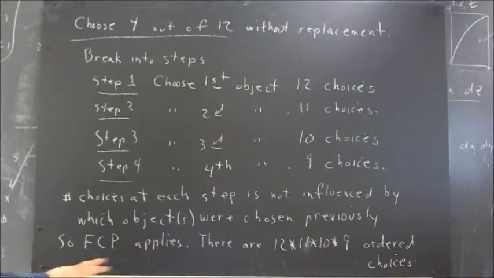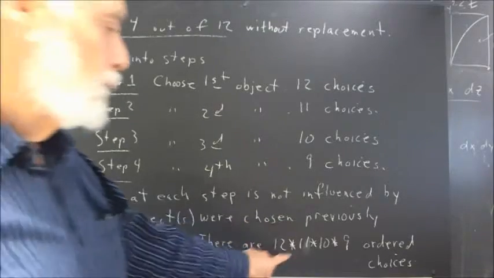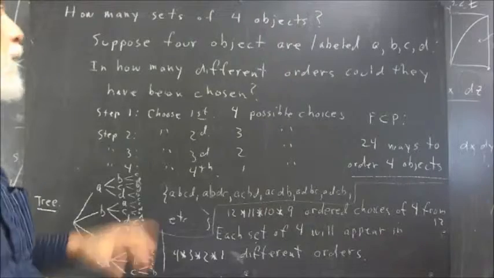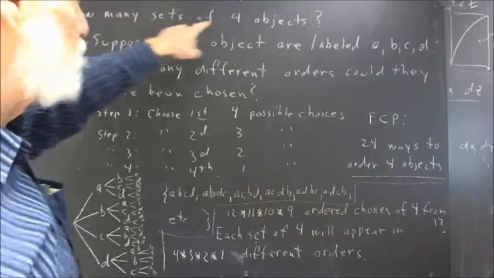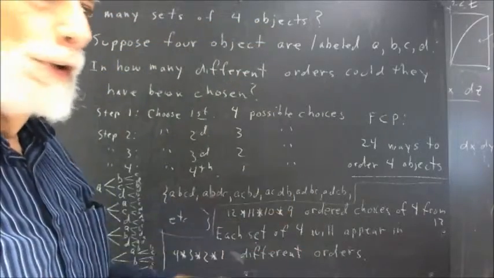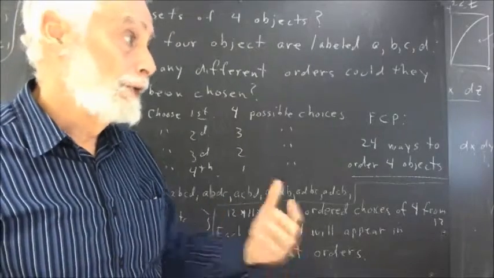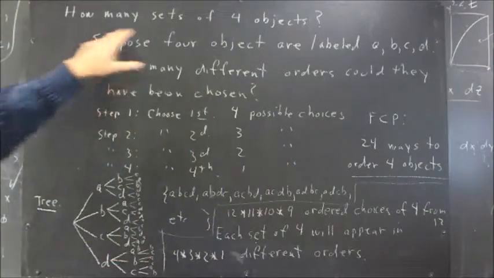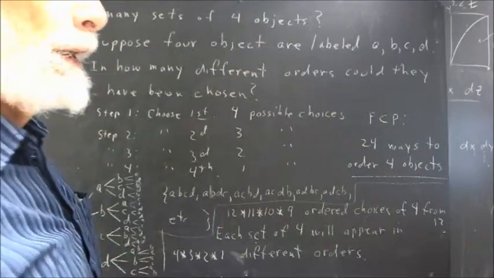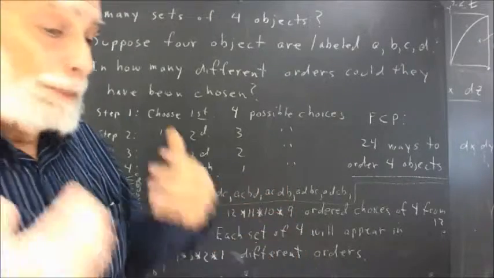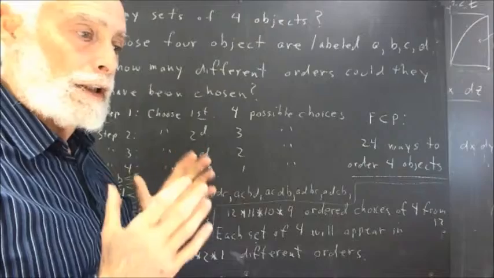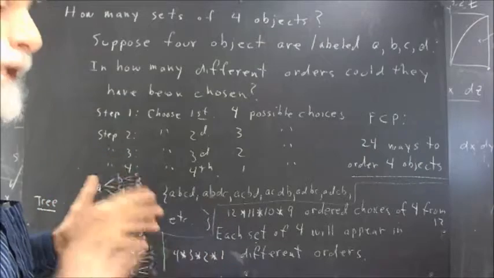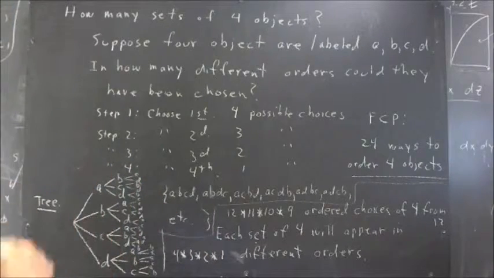So the fundamental counting principle applies. And there are then 12 times 11 times 10 times 9 possible ordered choices. The next question is how many possible sets of 4 objects are there among our 12 times 11 times 10 times 9 ordered choices for the 4 objects. Well, a set of 4 objects is unordered. It doesn't matter in what order the elements of a set are listed. If the set has those 4 elements, no matter what the order, then that constitutes the set.